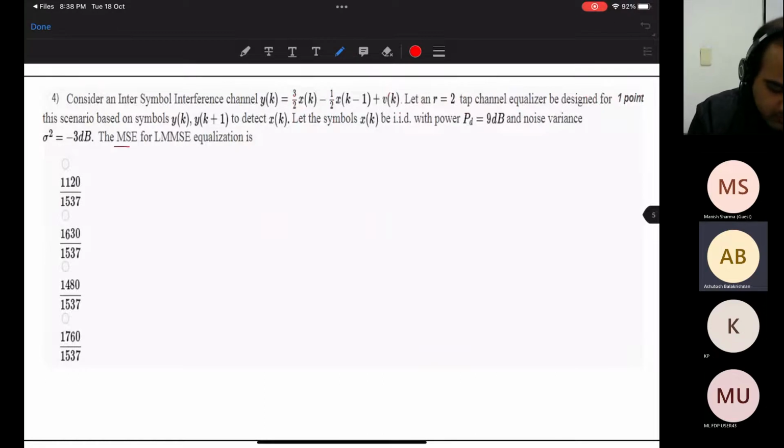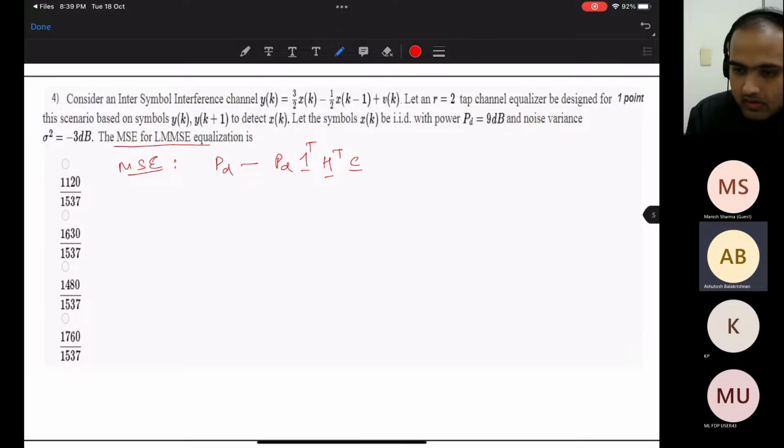So same question, and we are asked what is the MSE, mean squared error, for the equalizer vector which we computed. So the MSE is basically given by PD minus PD, 1 vector HC. Okay, so this is the expression for MSE. So PD was 8, if you remember. So 9 dB comes out to be 8 as we did in the previous slide, and 8 times.